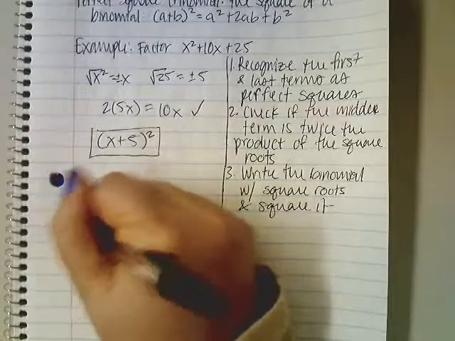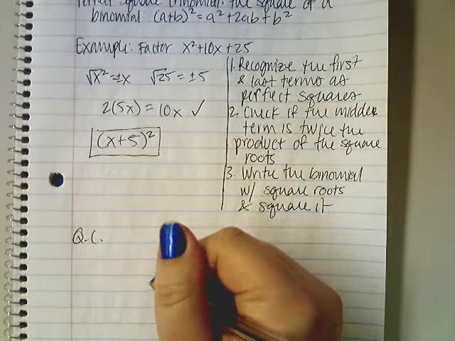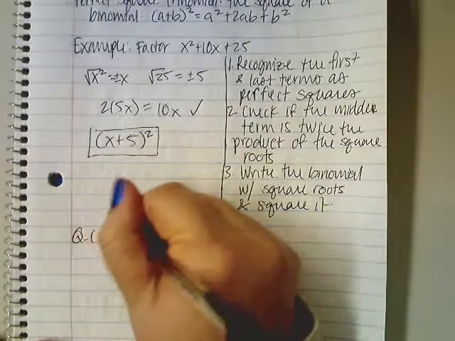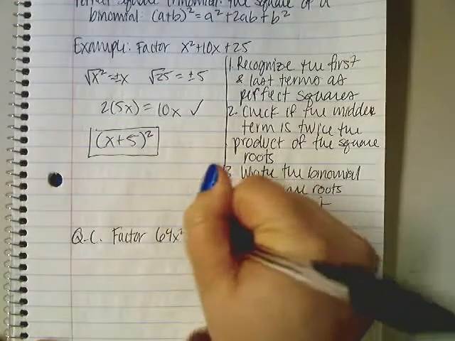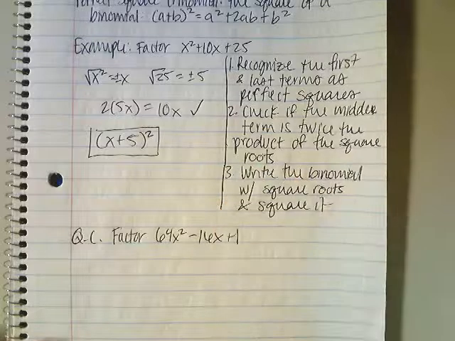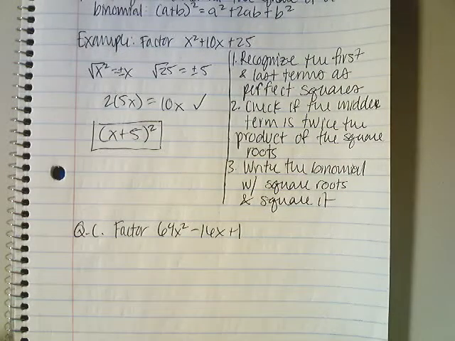So we're going to do a quick check together really fast. I want you to factor 64x squared minus 16x plus 1. Go ahead, try that on your own. I'm going to go over it now.